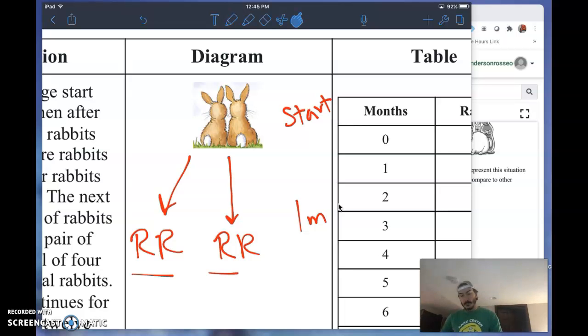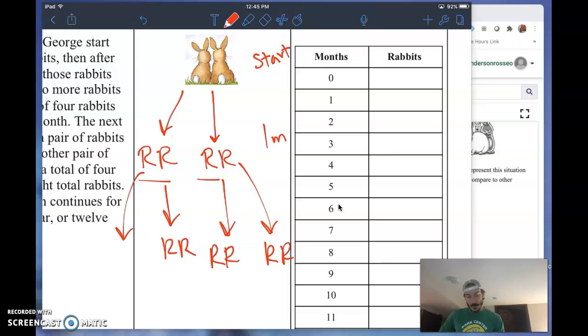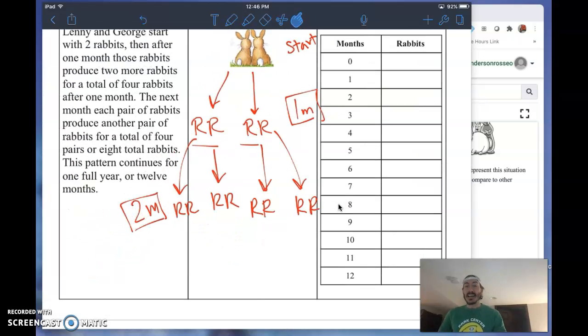All right, as another month goes by, this pair of rabbits exists itself, but it also produces another pair. This pair of rabbits exists itself, and it also produces another pair. Okay, so now in my second month, I've got a total of 1, 2, 3, 4 pairs of rabbits. I'm sorry, not 8 pairs, 8 total rabbits. So I've got 4 pairs, I've got 8 rabbits.